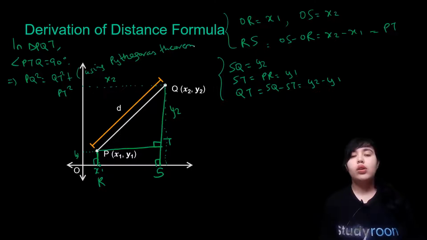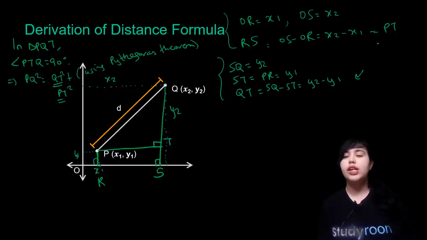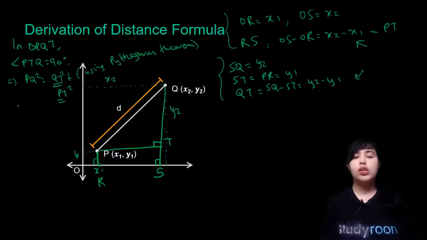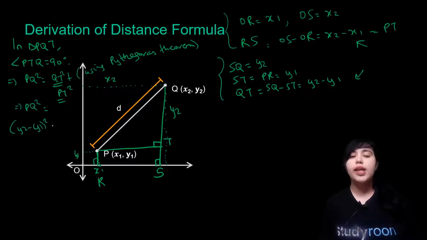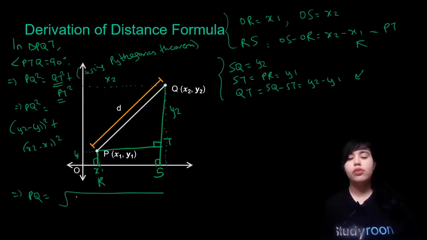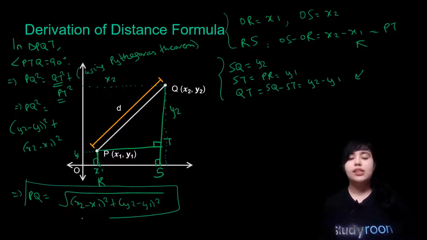Then do we know QT and PT? Yes, this is QT and this is your PT. You just need to substitute. So PQ square is equal to QT square, which is (y2 minus y1) whole square, plus PT square, which is (x2 minus x1) whole square. Now if you take square root on both sides, you will get PQ is equal to under root of, I'm just interchanging their positions, (x2 minus x1) whole square plus (y2 minus y1) whole square, which is exactly what we discussed as the distance formula.